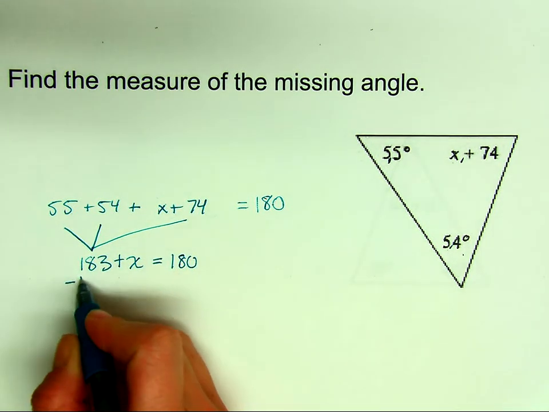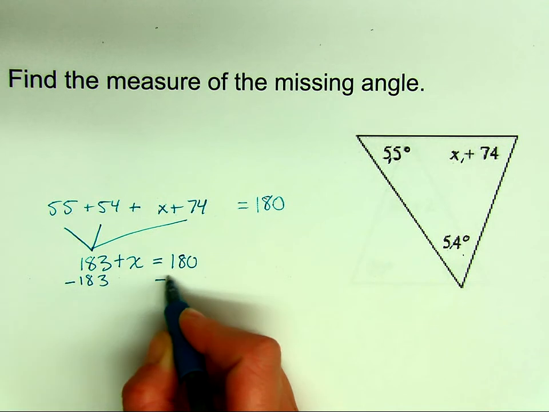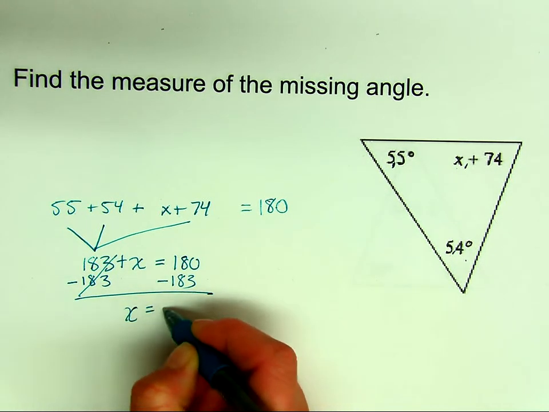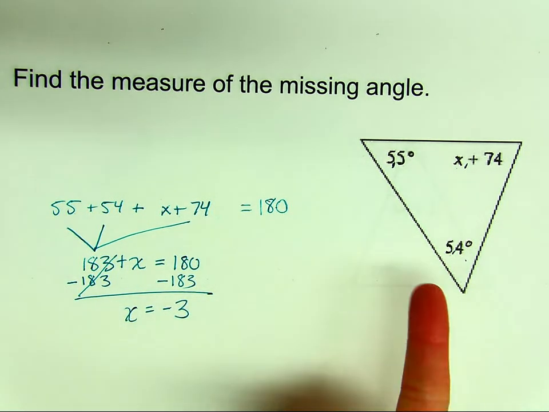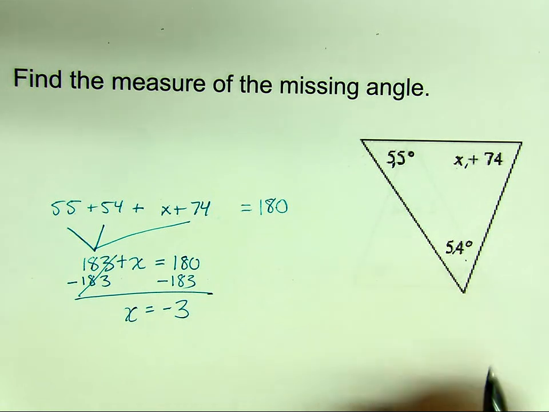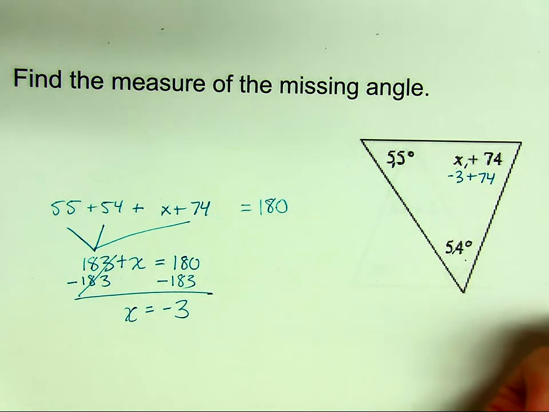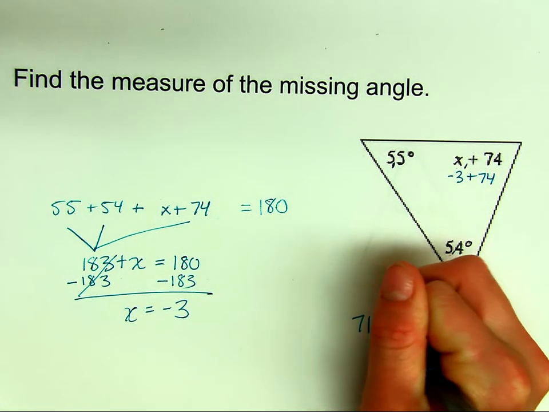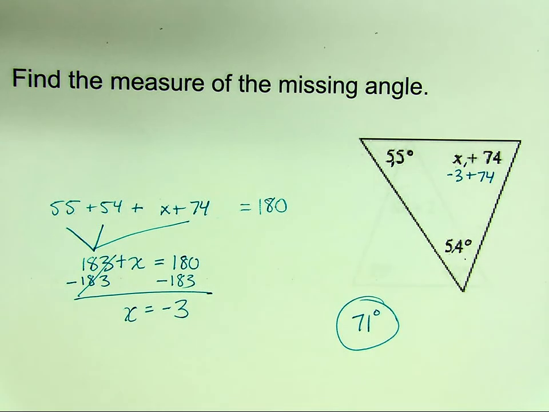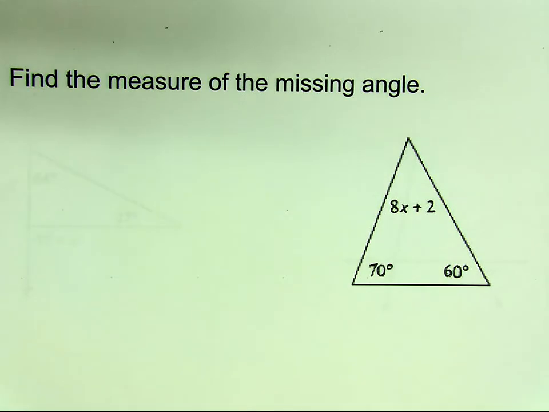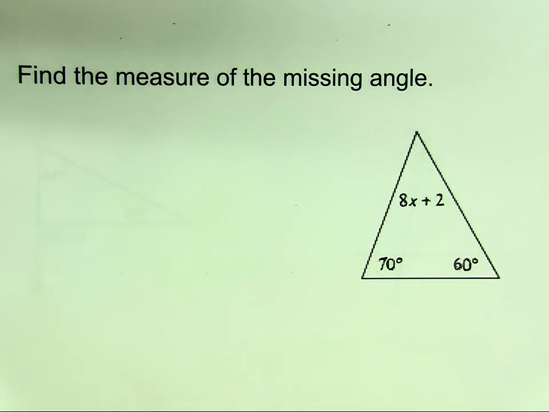So next step in solving would be to subtract this 183. x is -3, so we found x. So that means this angle is -3 plus 74. So the measure of the missing angle is 71 degrees. All right, so pause the video and give this second one a try.